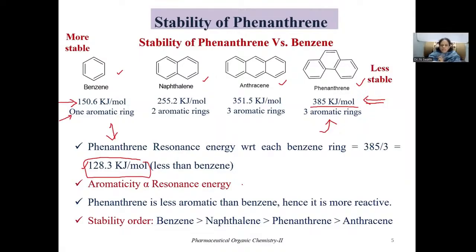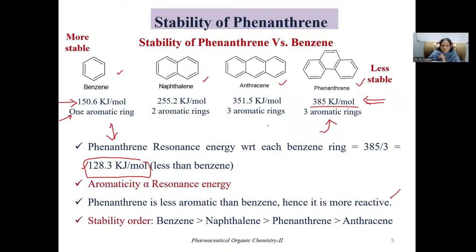Now the relationship between aromaticity and resonance energy is that aromaticity is proportional to the resonance energy. That means greater the resonance energy, greater will be the aromaticity, greater will be the stability, and lesser will be the reactivity. Based on this, we can easily say that phenanthrene is less aromatic than benzene. Lesser the aromaticity, lesser will be the stability, that means greater will be the reactivity. Hence, phenanthrene is more reactive than benzene.